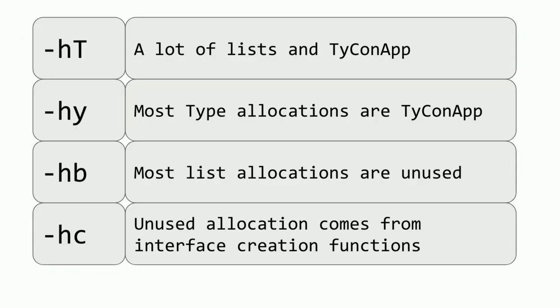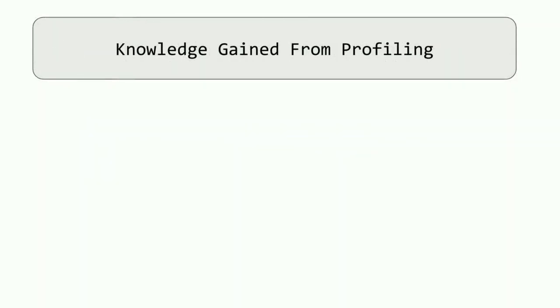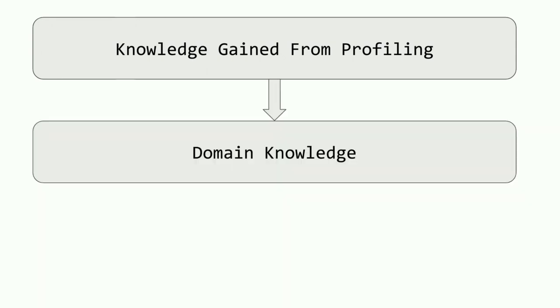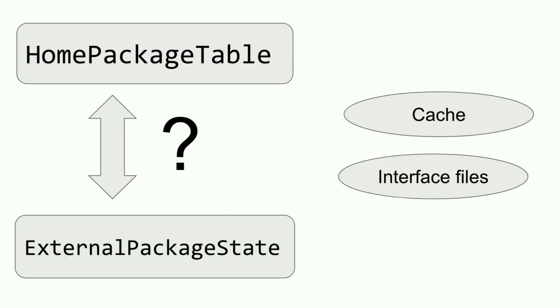What we need to do now is combine it together, use our brains and turn this knowledge gained from profiling into using some domain knowledge to work out where the problem is in our program. These profiling modes are not usually going to tell you exactly what to fix. They give you the idea. And then you have to use the idea yourself, think about it a little bit, in order to fix the problem. So I know in GHC that there are these two potential caches which might be storing interface files.